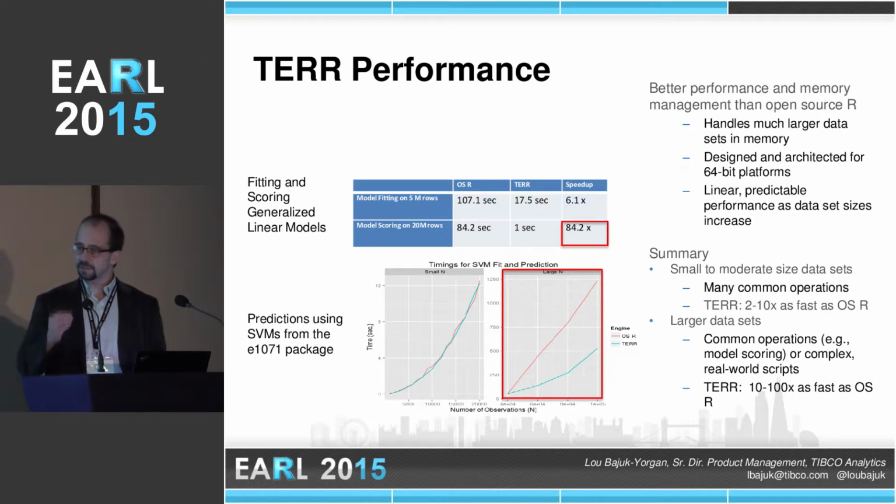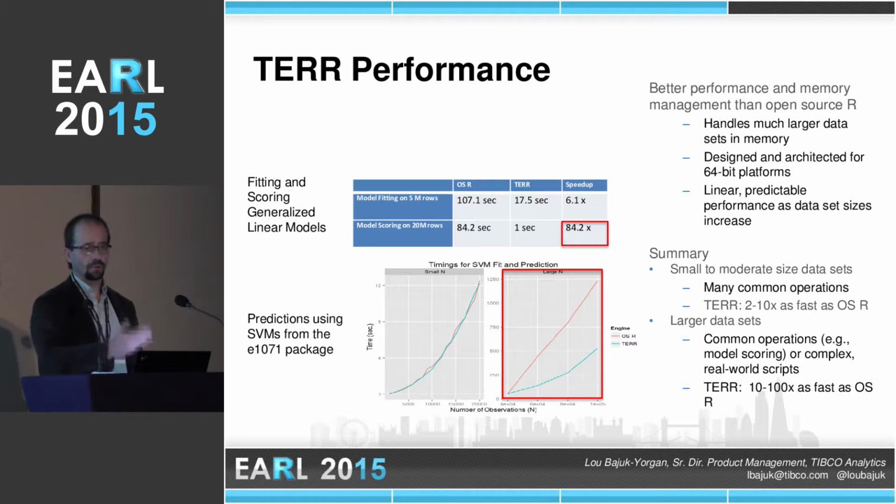And not only that, but we're typically linear and predictable in performance as you put more and more data through it. And so for smaller size data sets, we're maybe 2 to 10 times as fast on average as open source R. For larger data, we're 10 up to 100 times faster than R, even infinitely faster than R when you get to the point where R falls over and TERR keeps going for a larger data set.